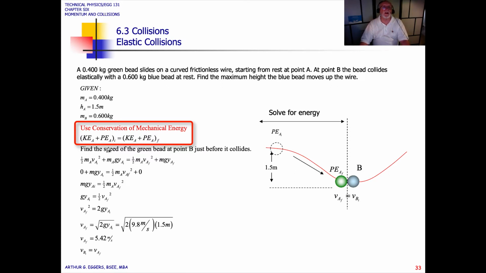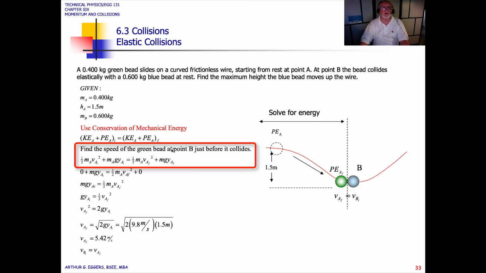Let's find the speed of the green bead at point B just before it collides. It's like we're going to take a snapshot as the green bead comes sliding down, and just before it kisses the blue bead and smacks it, we stop the problem. It's like stopping the newsreel. So we're going to find the speed of the green bead just before it collides.